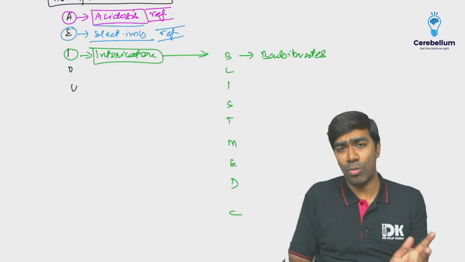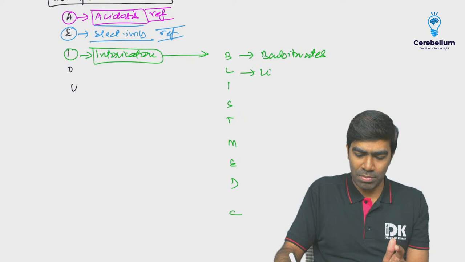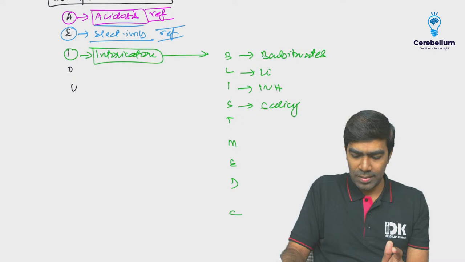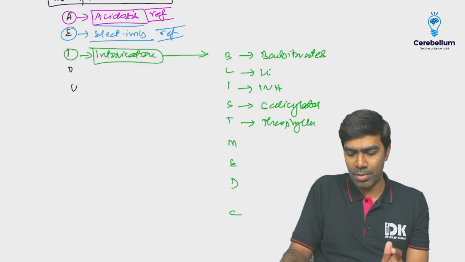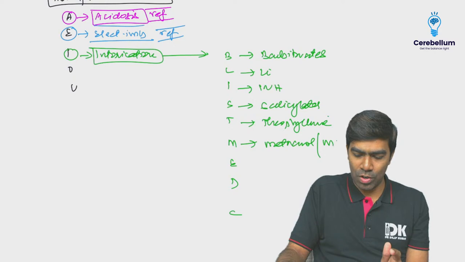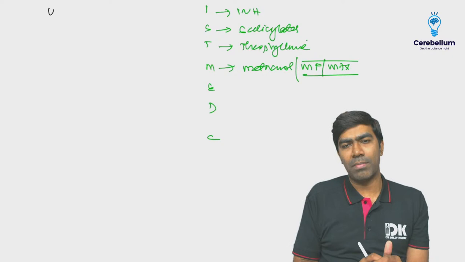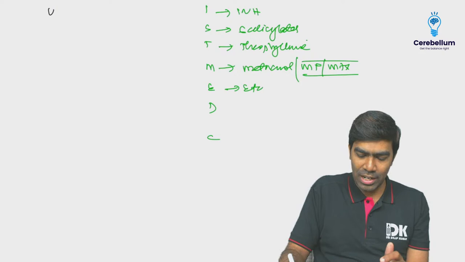L stands for lithium. I stands for INH, that is isoniazid. S stands for salicylates. T stands for theophylline and aminophylline. M stands for methanol. And I can write two more drugs also. Metformin and methotrexate are also dialysable, but often it is underestimated. Both are dialysable. And E stands for ethylene glycol and propylene glycol, not just methanol.